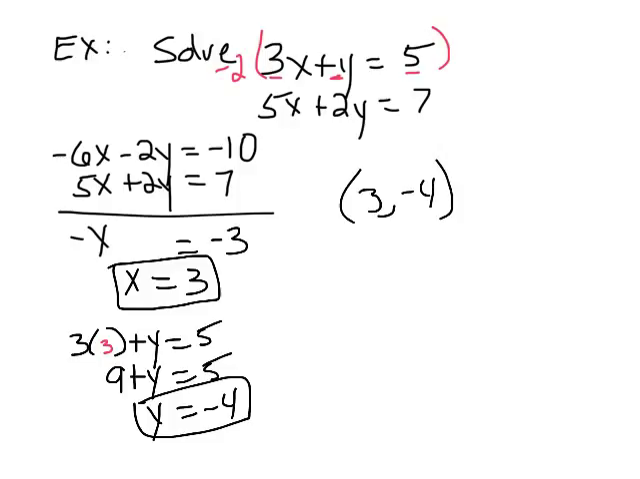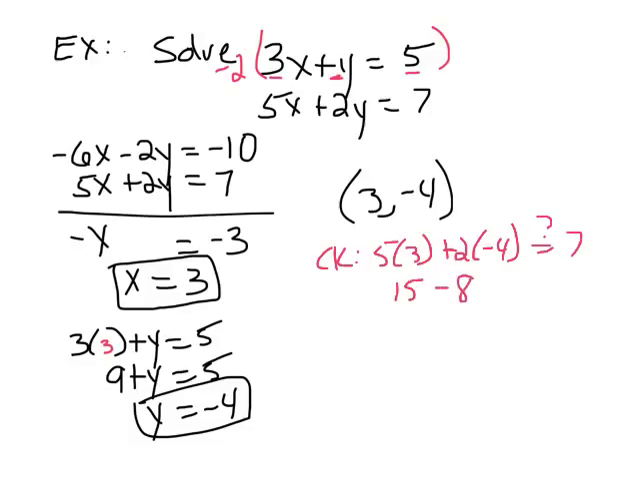I can check, since I used the top equation to find y, I'm going to check everything in the bottom equation. So here's my check. 5 times 3 plus 2 times negative 4. That's going to be equal, hopefully, to 7. 15 minus 8. It does end up being 7, so we're all checked.